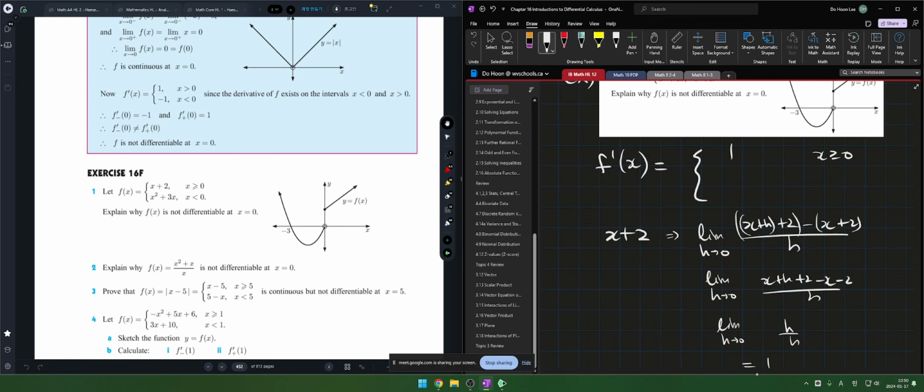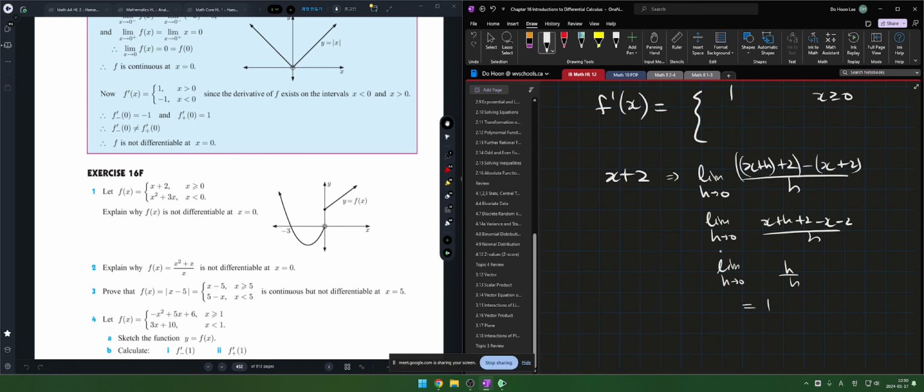That's for x greater than or equal to 0. What about x squared plus 3x? Should I give some time to do this? I'll give you 30 seconds. Try this on your own.